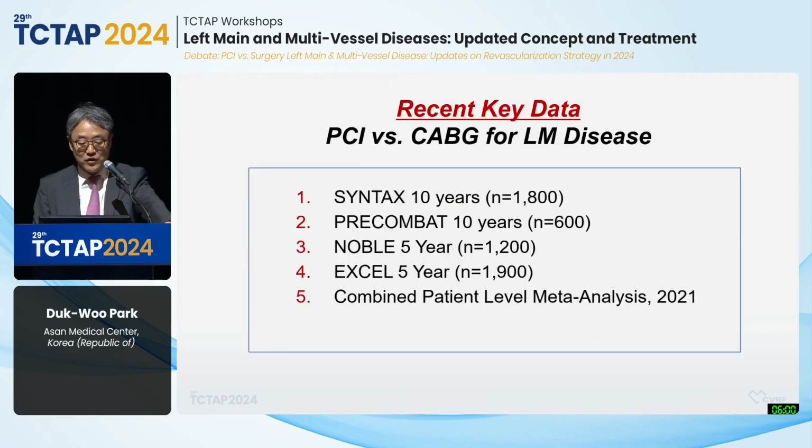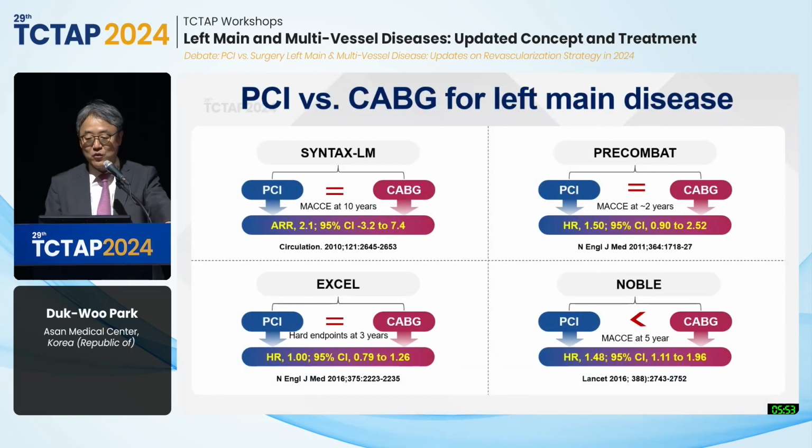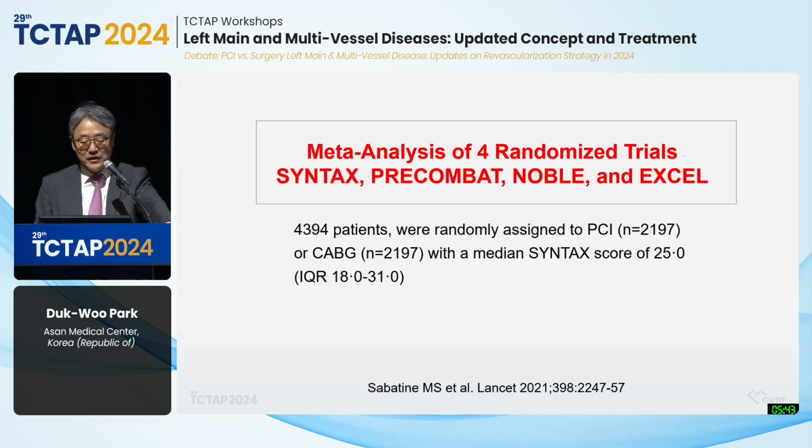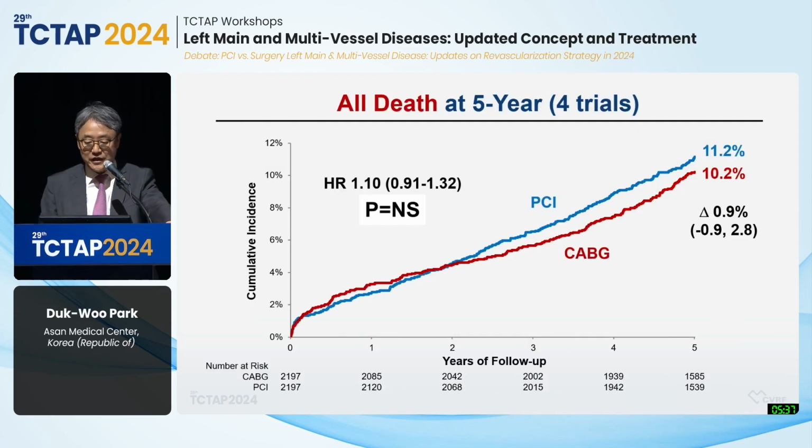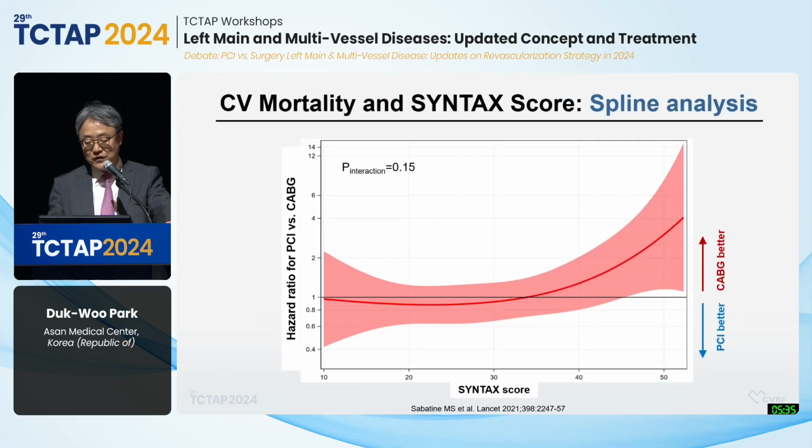Bypass surgery is class 1, and most of the available data come from four clinical trials with the longest follow-up: SYNTAX, left main PRECOMBAT, EXCEL, and NOBLE. In terms of primary endpoint, outcomes are comparable. A couple of years ago, an IPD meta-analysis showed all-cause death in the four trials, with no difference at all.